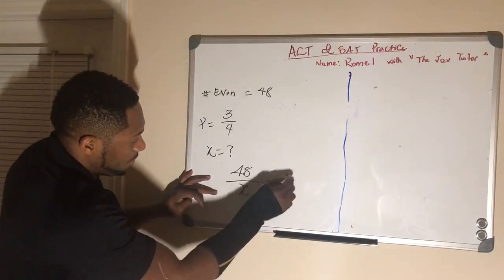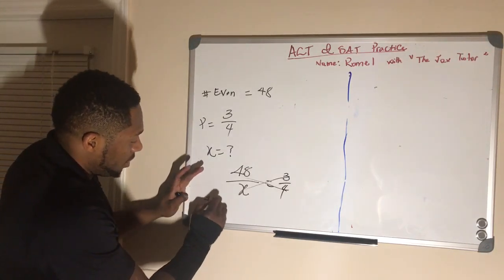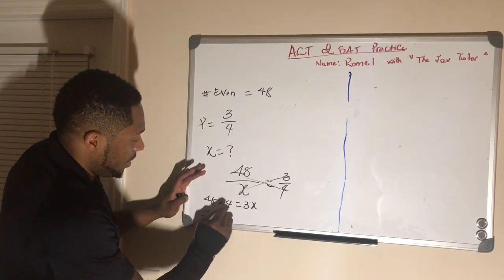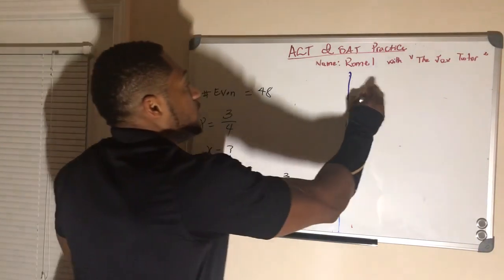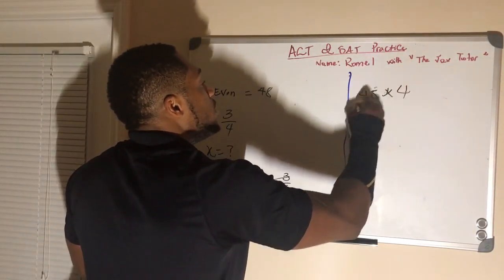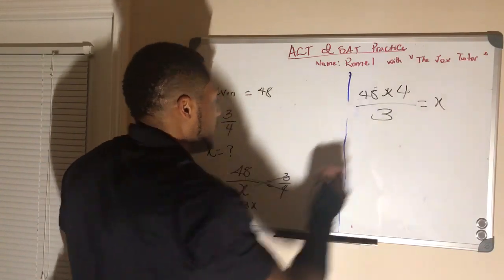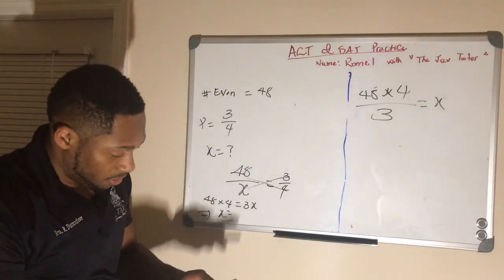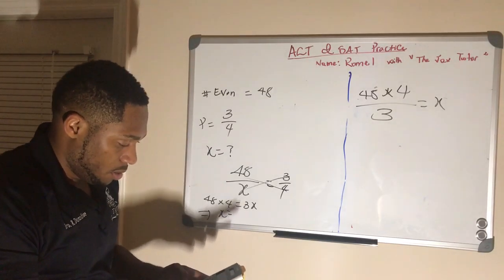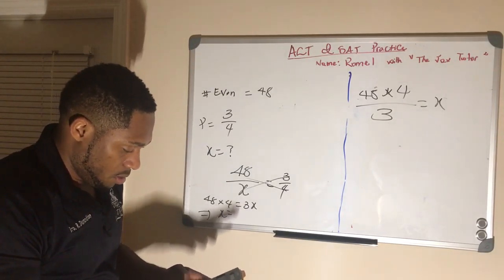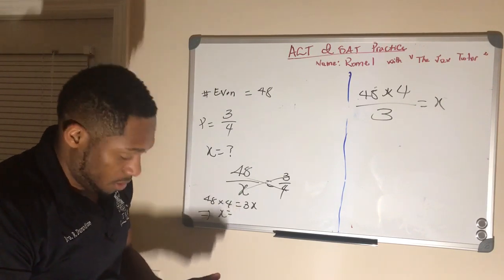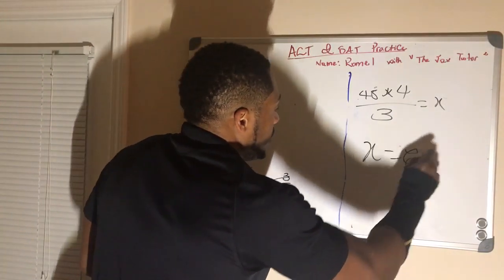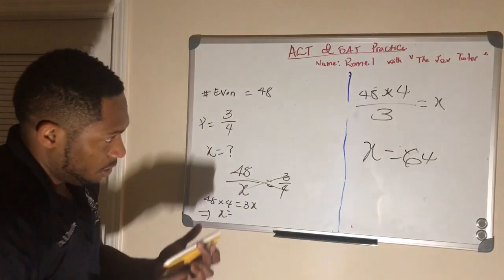We can cross multiply, right? So 48 times 4 is equal to 3x. That implies x is equal to 48 times 4 divided by 3. What is that? And of course you should get a number bigger than 48, because the even ones are only part of the total. So 64. X is equal to 64. Hopefully this looks right.